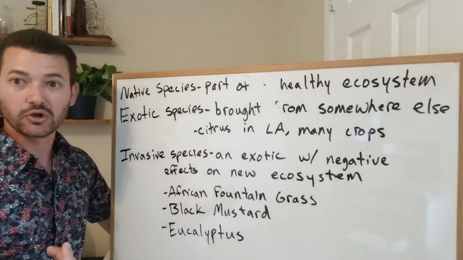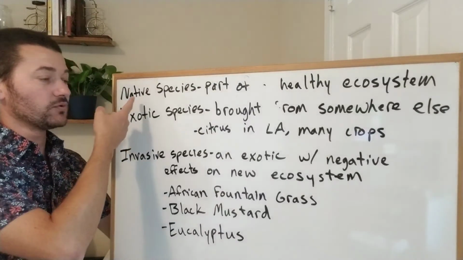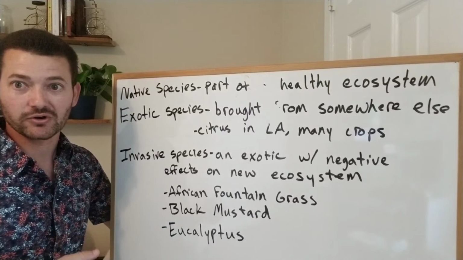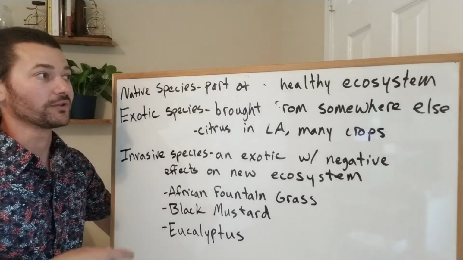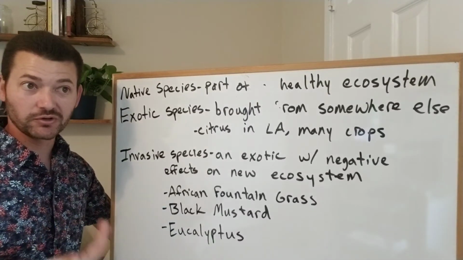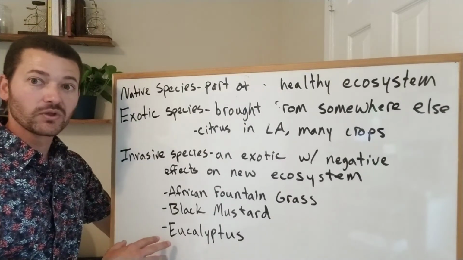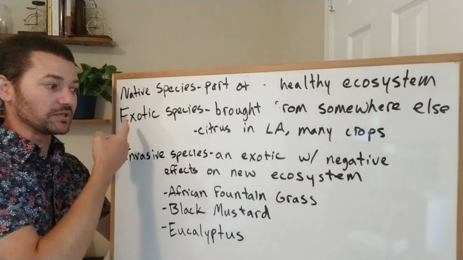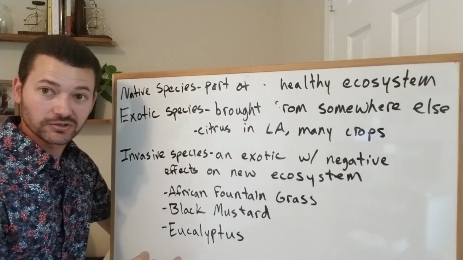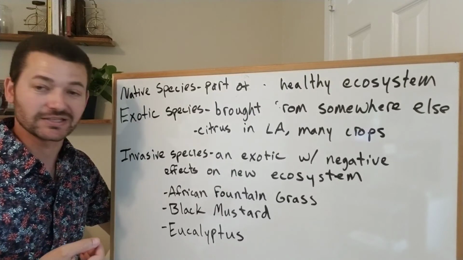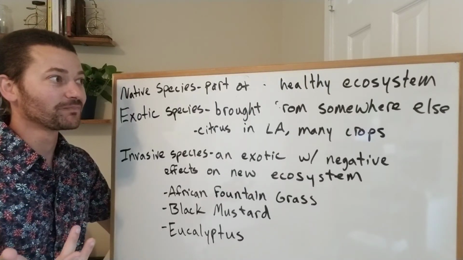So our coast live oak that's native to Southern California might be native and cherished, and we try to cultivate it here and promote healthy ecosystems. Well, if you brought one of those to Australia, it might grow really well, and it might choke out their native eucalyptus trees, where our native species are being choked out by their eucalyptus trees. So one person's native is another person's exotic. That's absolutely the case everywhere around the world.